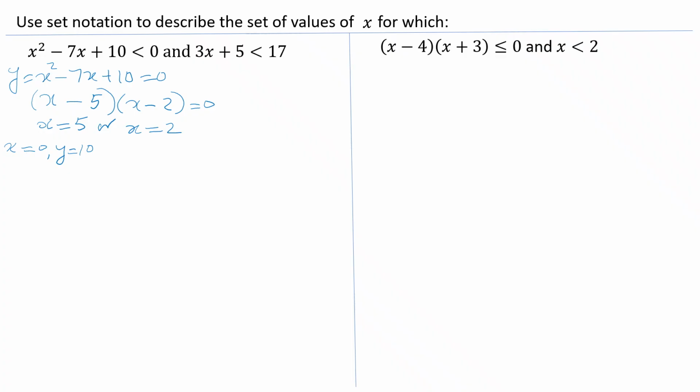Now do the second inequality separately. 3x plus 5 less than 17. So take away 5 from both sides. So 3x less than 12. And divide by 3 on both sides. x less than 4.